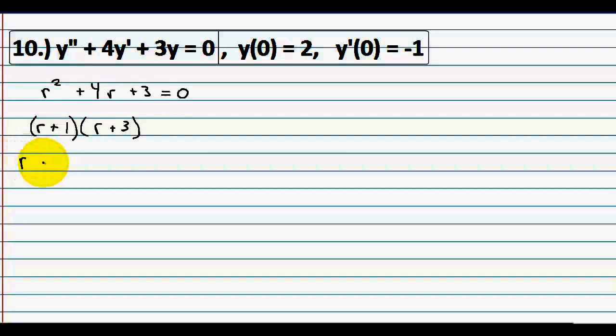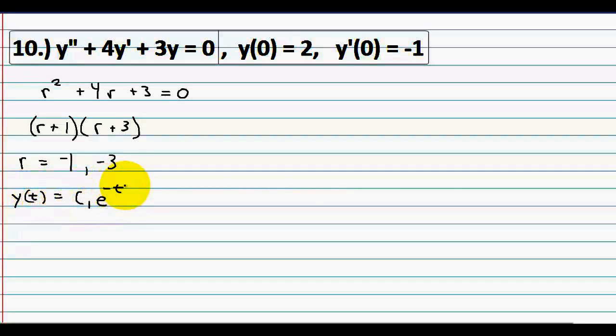So we've got our roots here. r is going to be equal to negative 1 and negative 3. So our general solution is going to be y of t is equal to c1 e to the negative t plus c2 e to the negative 3t.